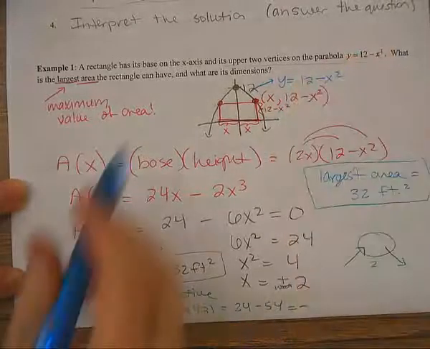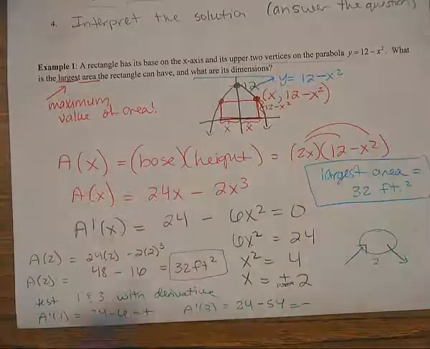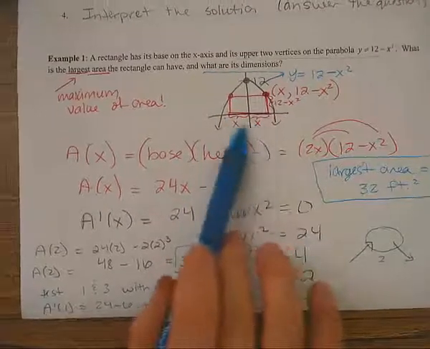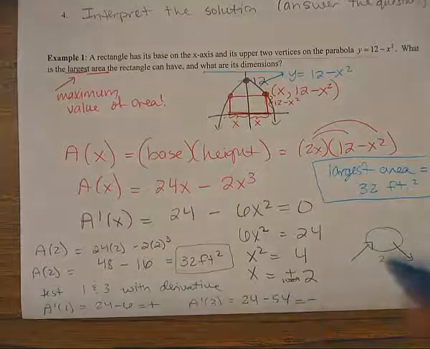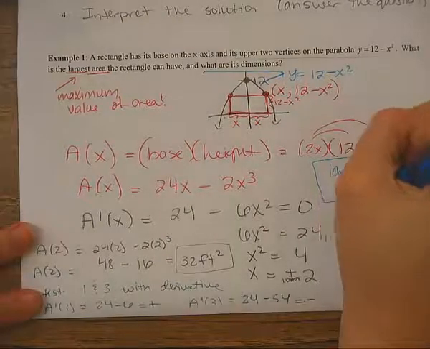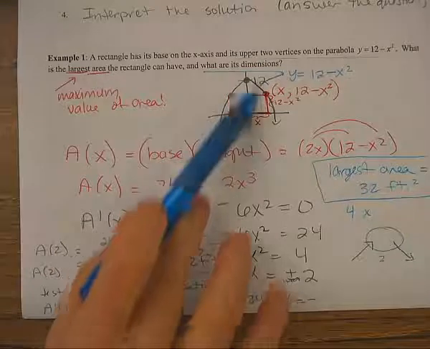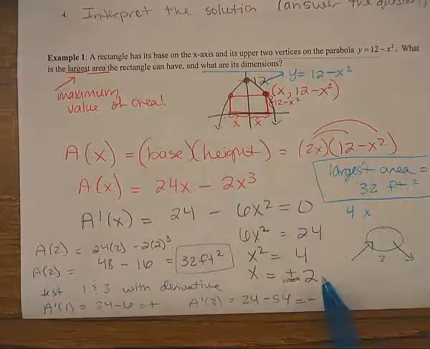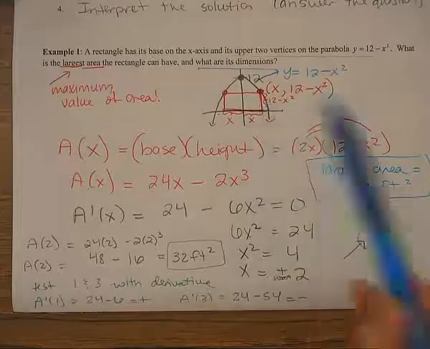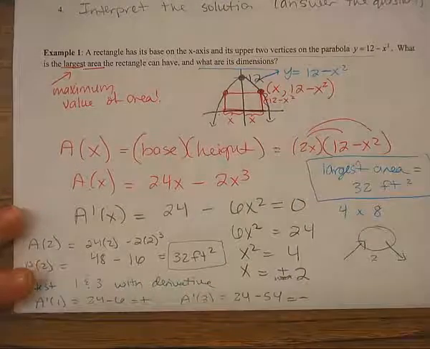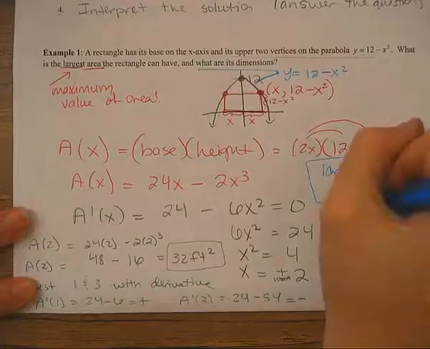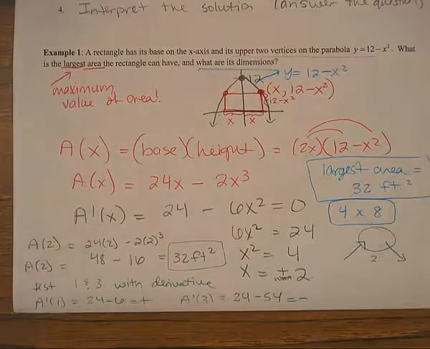And then it also asked for its dimensions. That would be the base and the height. So the base is just 2 of the x's. So 2 of those 2's, so that would be 4. And then the height is 12 minus whatever x is squared, and x was 2. So it would be 12 minus 4. So this rectangle would be 4 by 8. And so those are the dimensions.